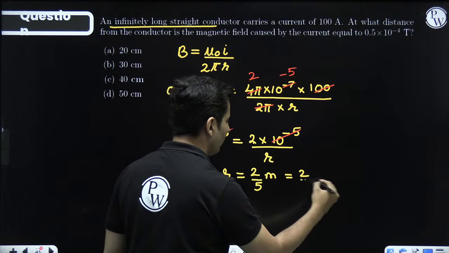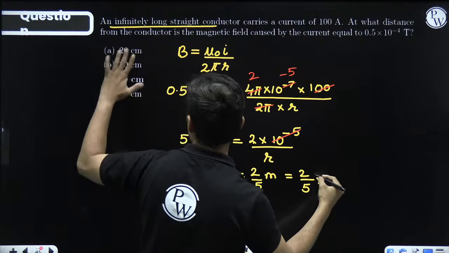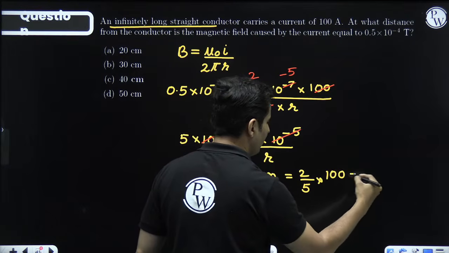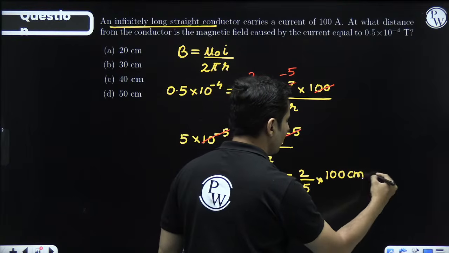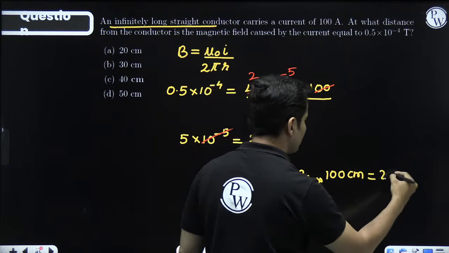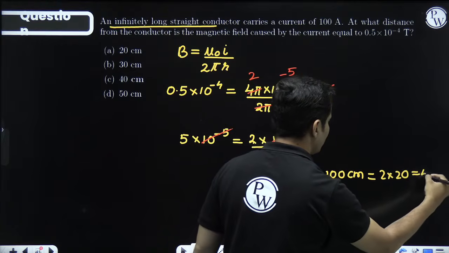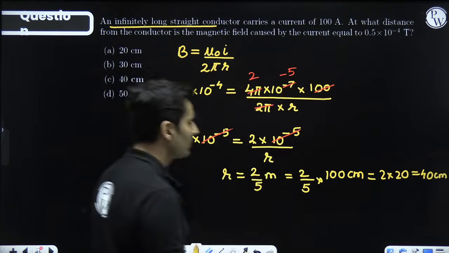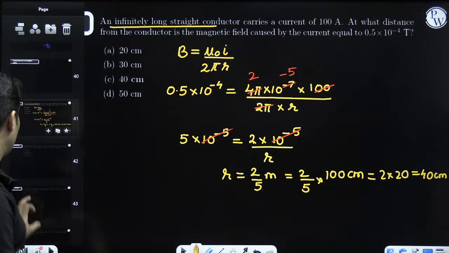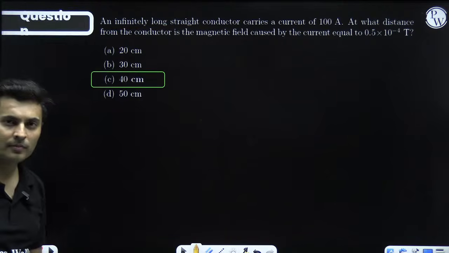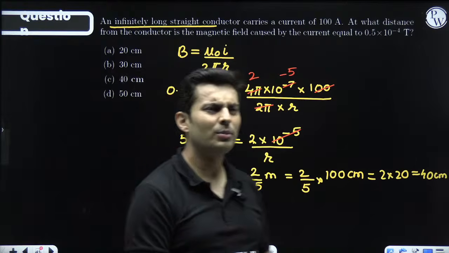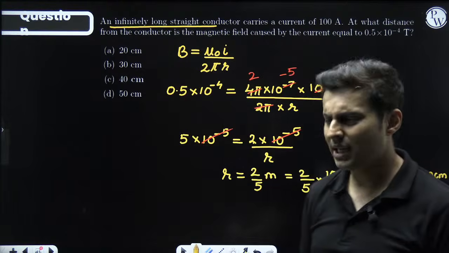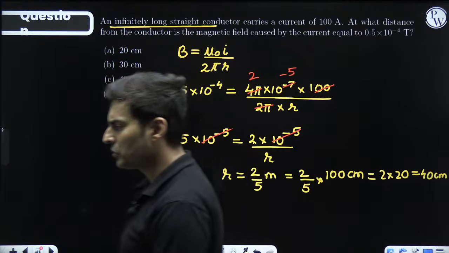If you want to convert this into centimeters, multiply by 100. That's it, so that answer will be in centimeters. 100 by 5, that's 20. So 2 into 20, that's 40 centimeters. So 40 centimeters should be the right answer. Got it? So this kind of calculation-based question could be rare, but it can come. It has come. This is one of the PYQs.